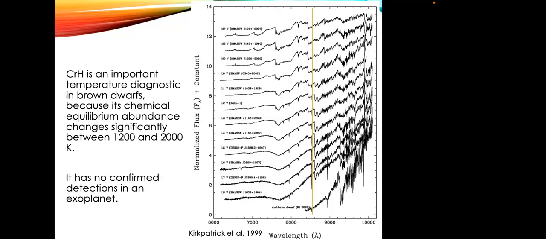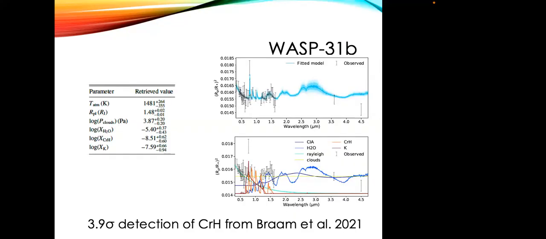There had been some tentative detections with low-res data, and one of those was in WASP-31b. So there was a 3.9 sigma detection of chromium hydride from Braam et al. 2021, but that 3.9 is making a lot of assumptions, and we would like to be able to confirm it to say for sure whether or not there's chromium hydride in this. So in March, I put in a request as part of our survey to observe WASP-31b with GRACES, and in March 2022, we got one transit of GRACES.